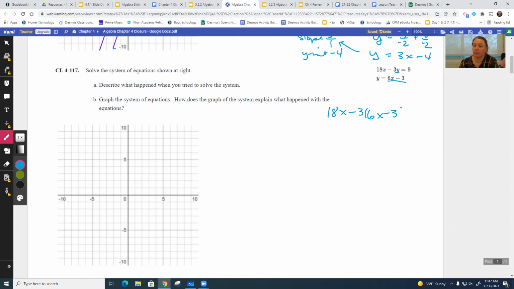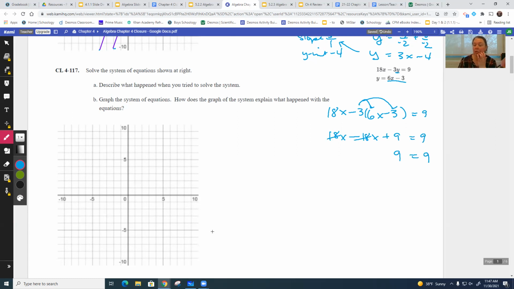6x minus 3. Again, I'm going to distribute just the minus 3 to both of these. I'm going to keep this 18x. So I'll have 18x minus 18x. A negative 3 times a minus 3 is a plus 9. So again, this is 0. So now I'm left with 9 equals 9.